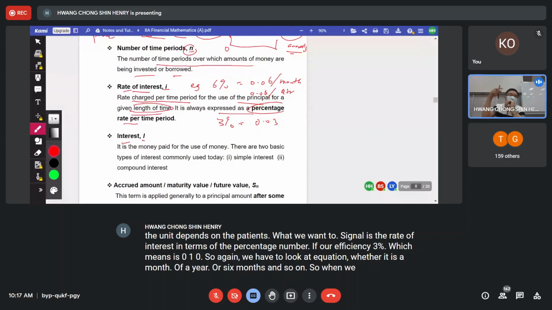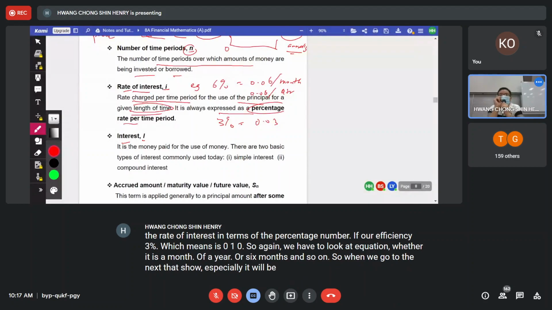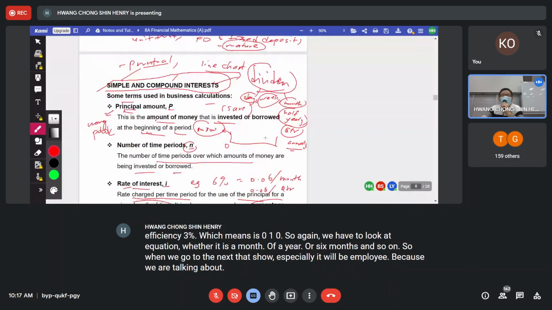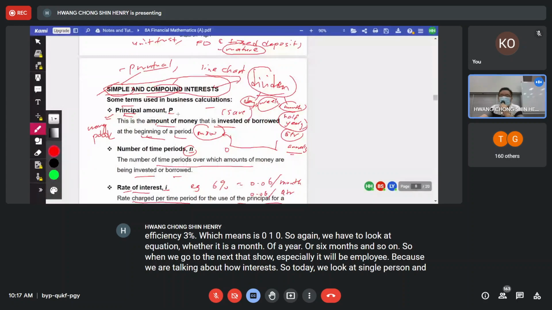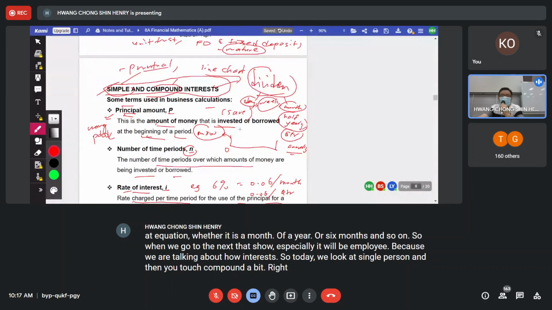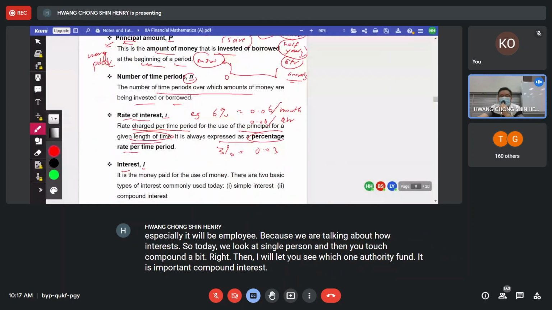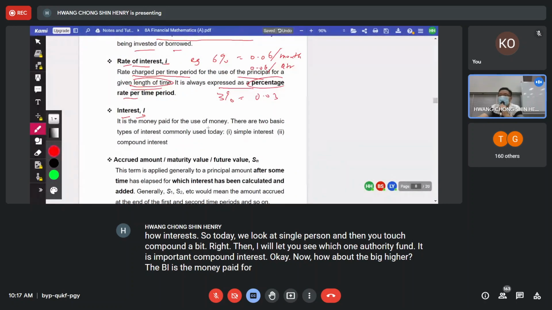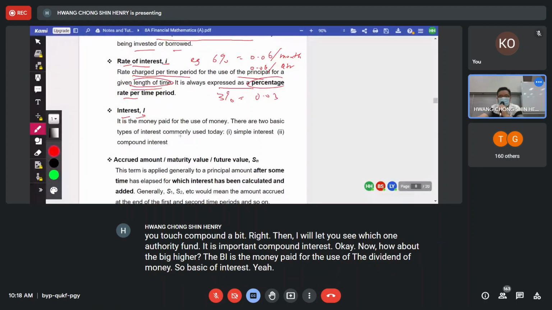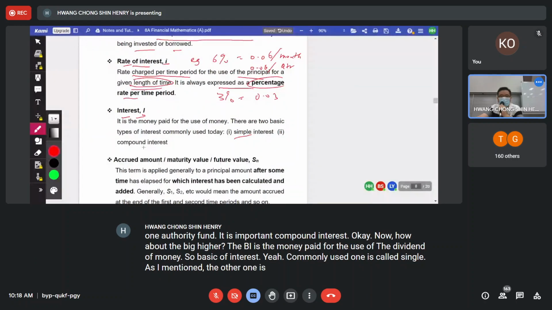So when we go to chapter 8b, next lecture especially, we have to be very careful with it, because we are talking about compound interest. So today we look at simple first, and then we'll touch compound a bit. Then I will let you see what's the difference between simple and compound interest. Okay, now how about the big I? The big I is the money paid for the use of money. There are 2 basic types of interest commonly used. One is called simple, as I mentioned. The other one is compound.